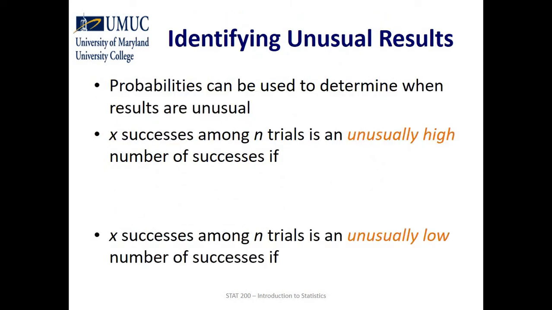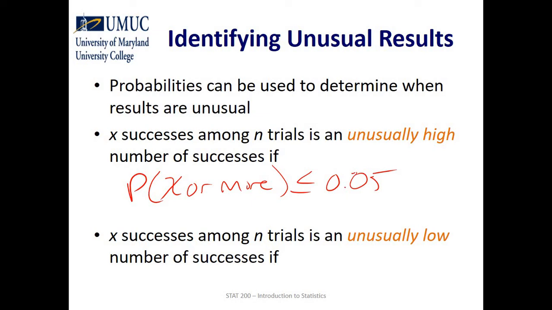Okay, so probabilities can be used to determine when results are unusual. If we have X successes among N trials, this is considered an unusually high number of successes if the probability that we get X or more of these successes is less than or equal to 0.05.